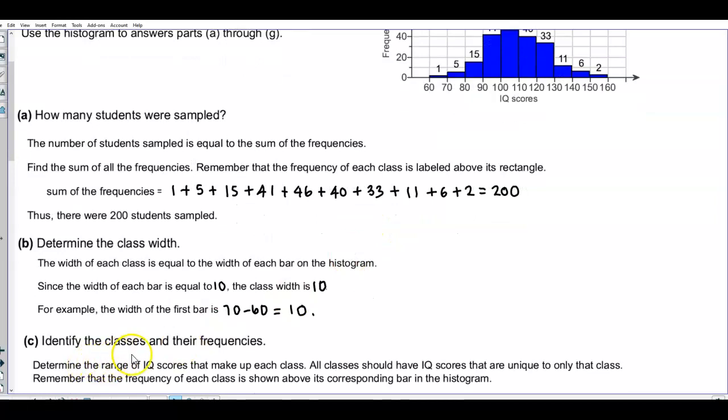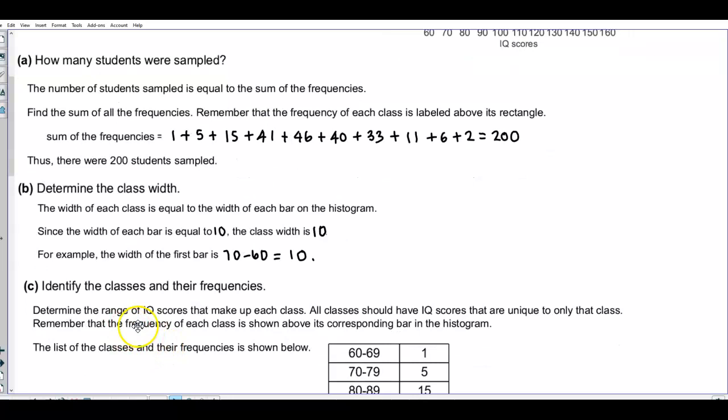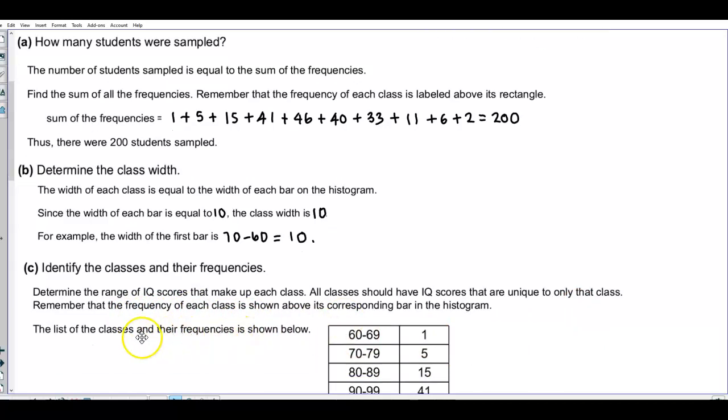Now we need to identify the classes and their frequencies. So we want to determine the range of IQ scores that make up each class. And all classes should have IQ scores that are unique to only that class. And remember that the frequency of each class is shown above its corresponding bar in a histogram. So the list of the classes and their frequencies is shown below.